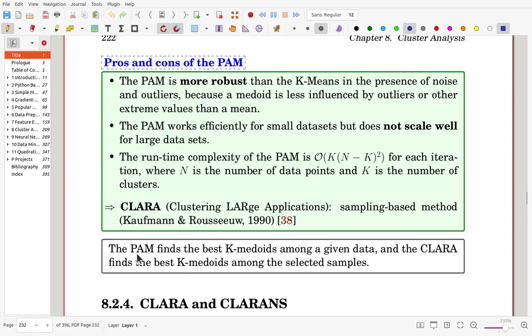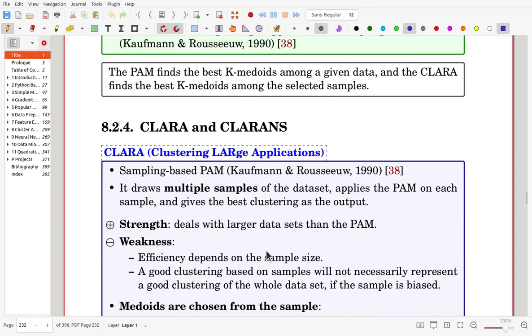PAM tries to find the best K-Medoids among the given data, and CLARA finds the best K-Medoids among the selected samples. If the samples don't include the original best K-Medoids, then it can have some accuracy issue. Here we'll see some details around CLARA and CLARANS.